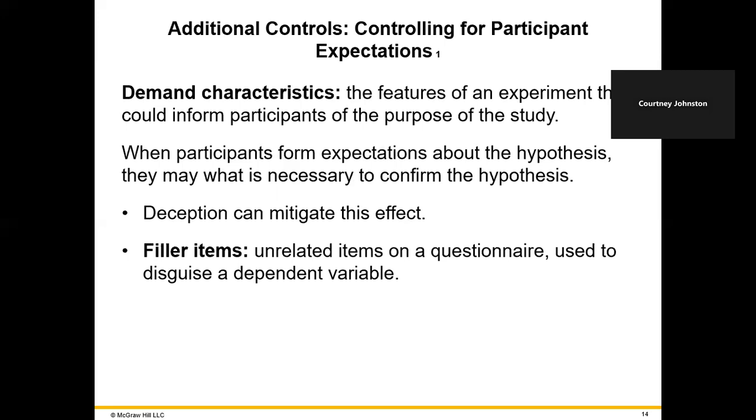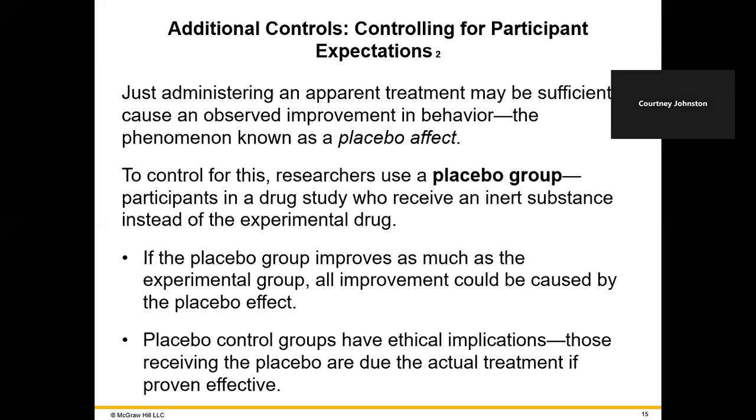And so sometimes deception may mitigate this effect. Again, you need to avoid that so you don't have that response bias. And so there might be filler items. These might be items on a questionnaire that have nothing to do with what you're actually studying. And this is in there in order to disguise what the dependent variable is that is actually being measured.